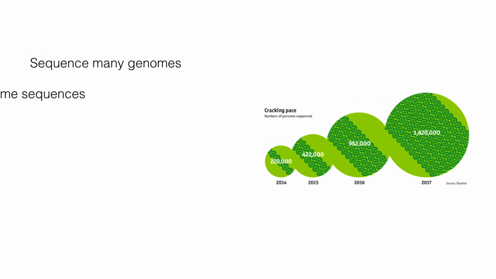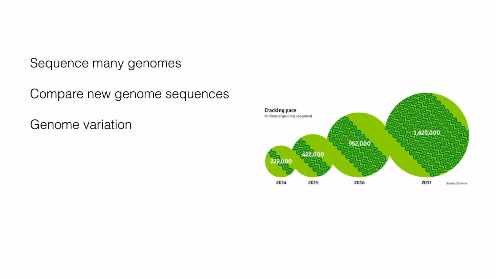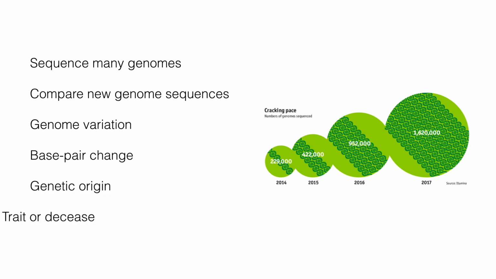We can then compare the new genome sequences with that of the reference. In these studies, the focus shifts to genome variation. For example, if there is a base pair change in the new genome that isn't present in the reference genome, it may give us a clue to the genetic origin of a particular trait or a disease.